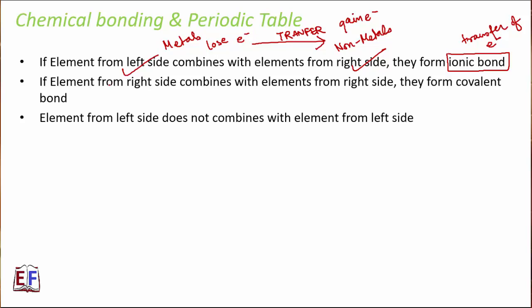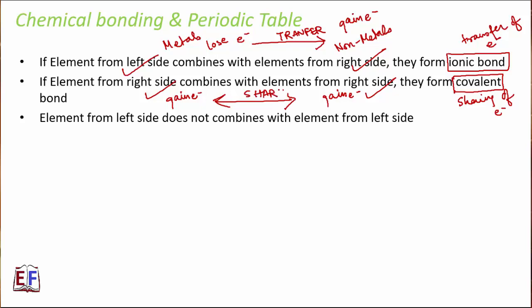If element from right side combines with elements from right side, they form covalent bond. Now, what is covalent bond? When sharing of electron takes place. Now, if both are non-metals, that means both of these elements want to gain electron. Both the elements want to gain electron. So, what do they do? They share. They do not give.